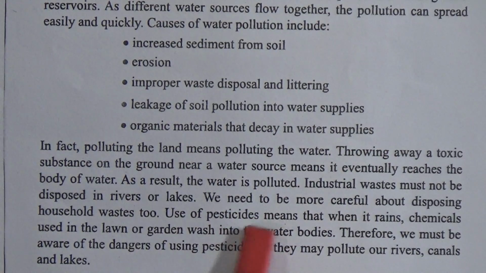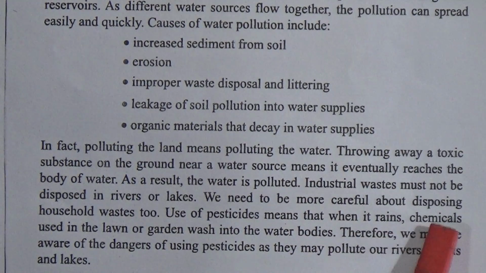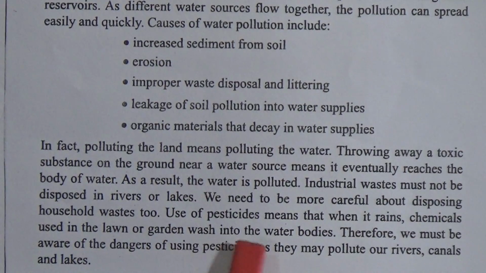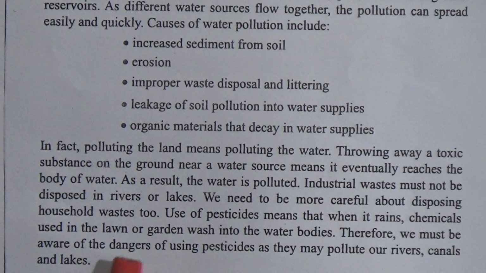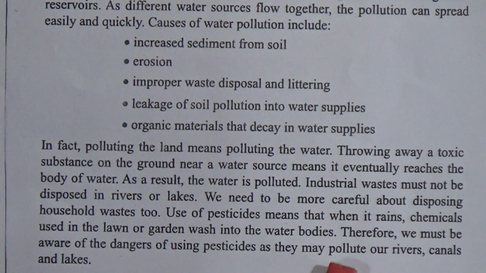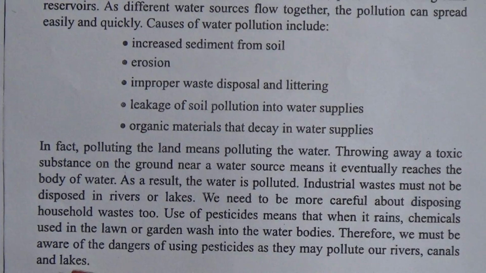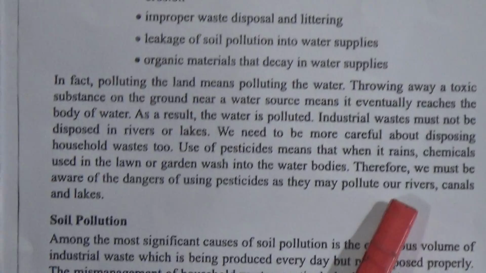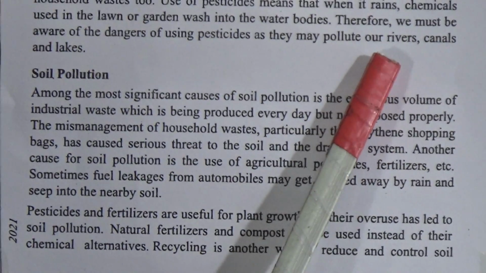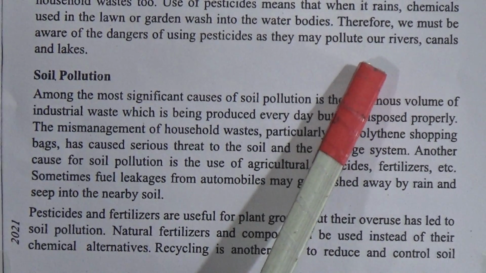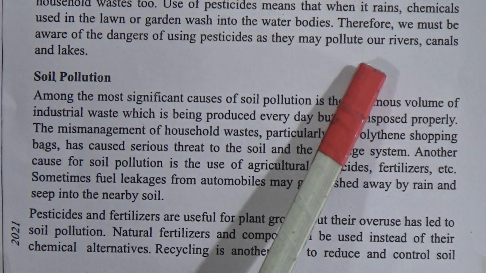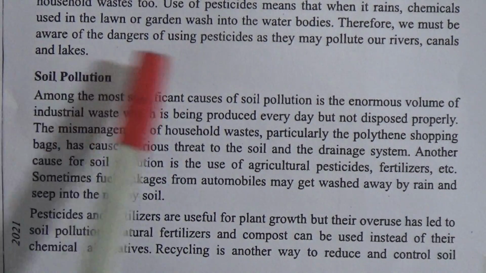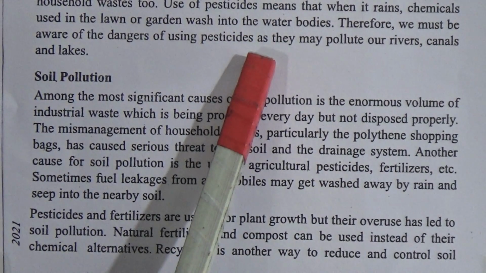Use of pesticides means that when it rains, chemicals used in the lawn or garden wash into the water bodies. Therefore, we must be aware of the dangers of using pesticides, as they may pollute our rivers, canals, and lakes. So by all these means, our water can be polluted. We can throw our industrial wastes and our household wastes. If we throw all these wastes into water, one day we will have to suffer for pure water. That's why we need to be careful right now about our water.